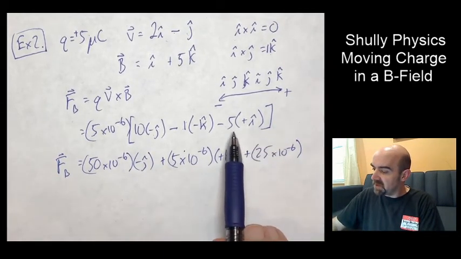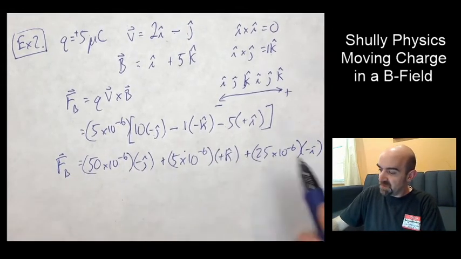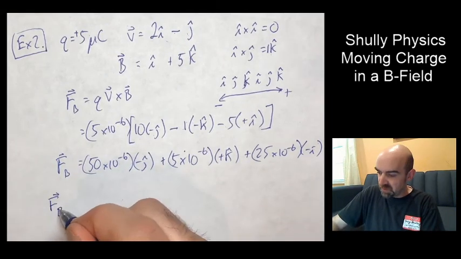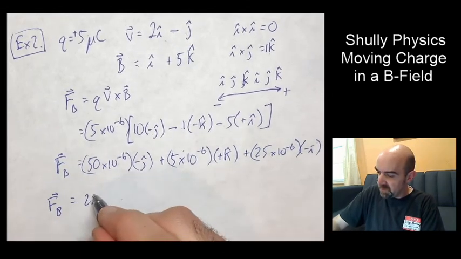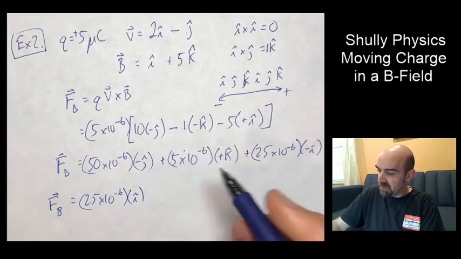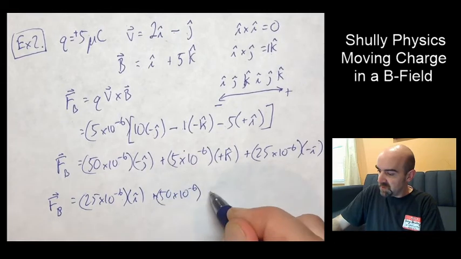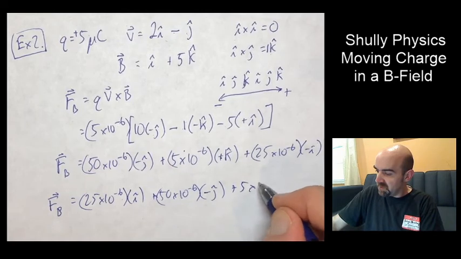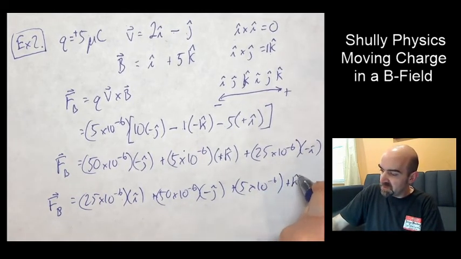And let me check out the direction. I have a negative applied to that, so a negative I direction. So just put all these in the more of the order, IJK order. We'll have a positive 25 times 10 to the negative 6 in the I direction. Then we'll have this 50 times 10 to the negative 6 in the negative J direction, and 5 times 10 to the negative 6 in the positive K direction.